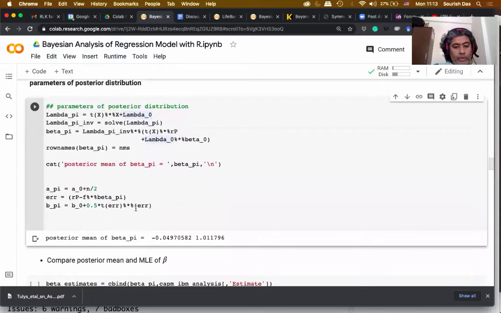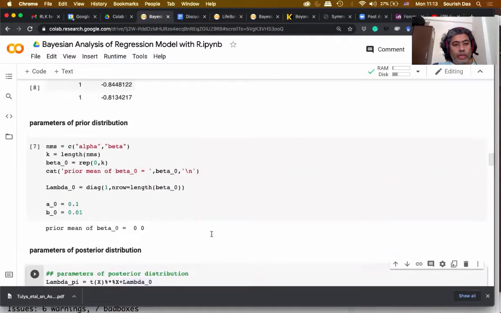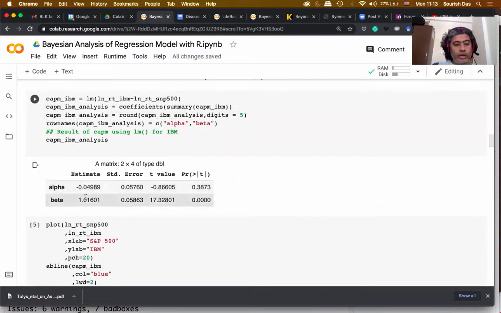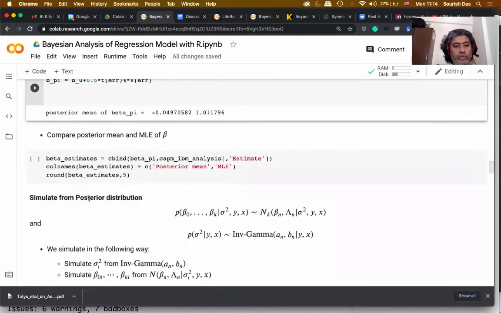So this is my posterior mean of beta. So I started with prior mean 0 0. My posterior mean alpha turns out to be negative 0.049 and posterior mean beta turns out to be 1.01. So my likelihood estimate, if you look carefully, was negative 0.049 and 1.01. So that means the effect of this particular choice of prior is being washed out, because we have a sample of size about 250, and that's why the posterior mean is very close to the likelihood estimates.